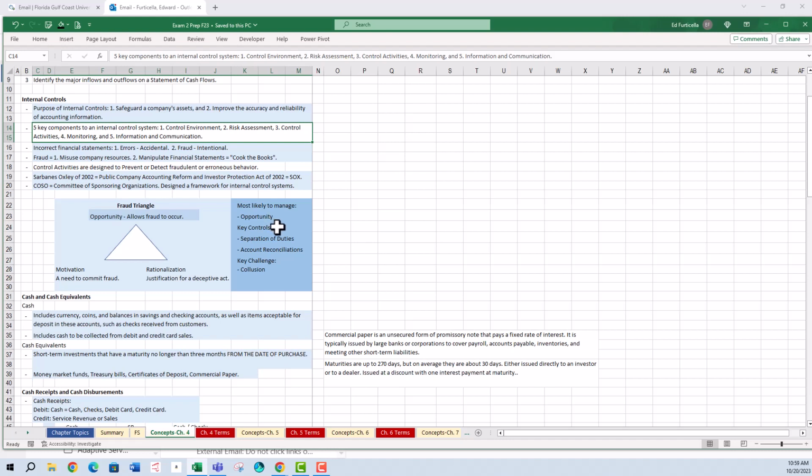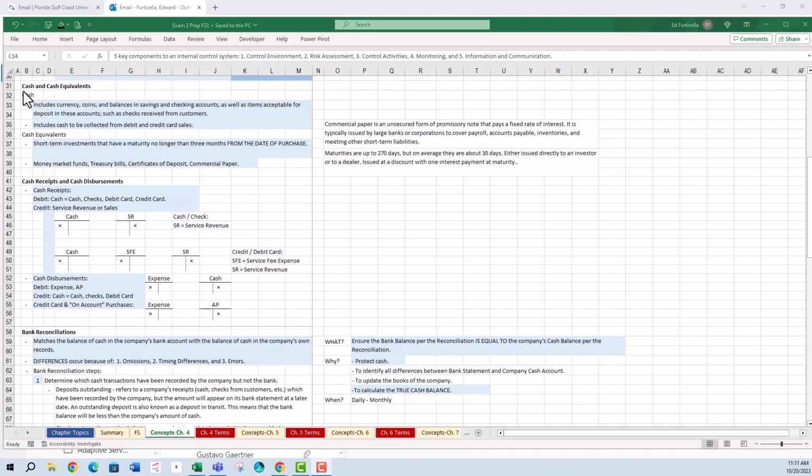And two of the key controls are separation of duties, where we have different people doing different parts of a task, and account reconciliations, of which a bank reconciliation is a perfect example. The challenge you have when it comes to fraud is collusion. When people get together to do bad things, it's difficult to catch them.